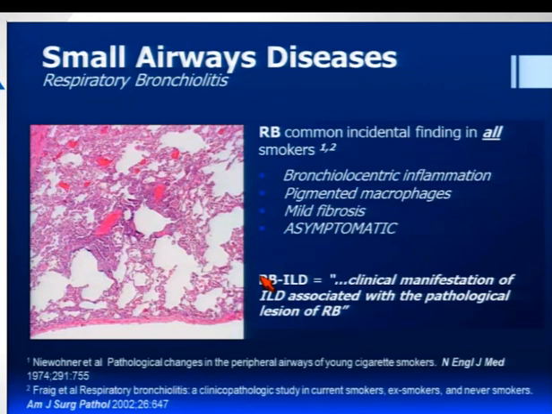Those macrophages are very characteristic. They are so-called pigmented, our pathological colleagues will tell us. There may be mild fibrosis, but most importantly, patients with respiratory bronchiolitis, most patients will be entirely asymptomatic.